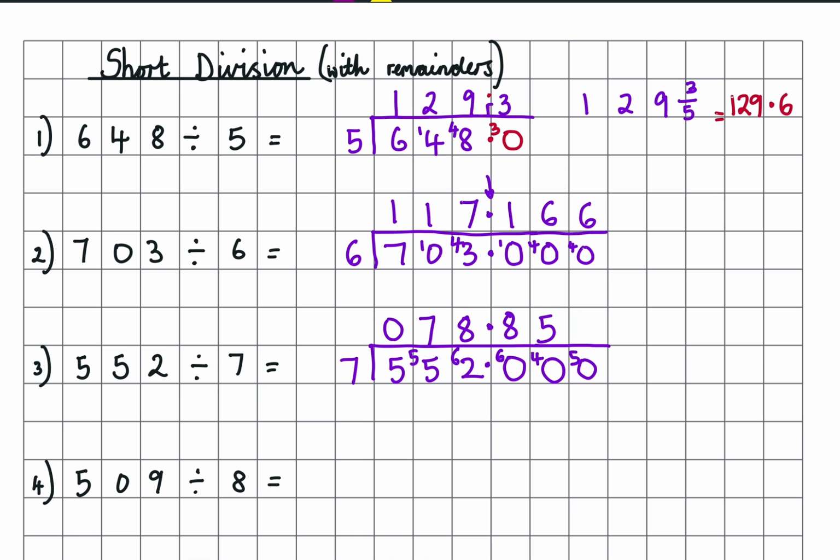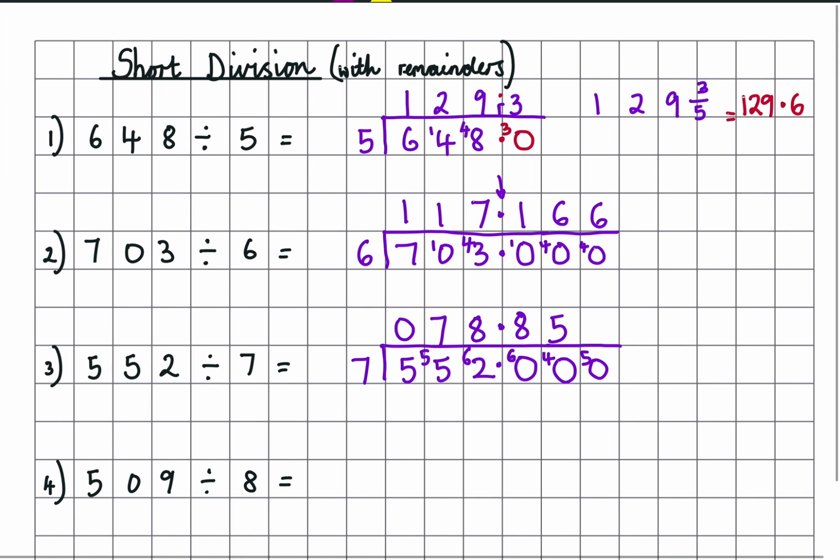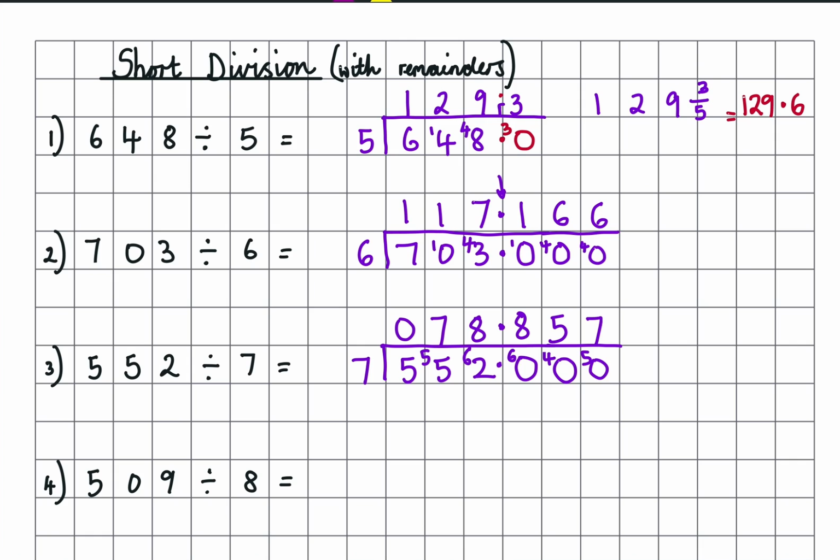And this could carry on. You could carry on doing this, but I'm going to stop at this one. So 7 into 50. 7 times 7 is 49. 7 goes there. And I'm going to end up with 1 left over. But again, I'm going to stop there and call it a day. 78.857. Sometimes you give the answer to 1 decimal place. Sometimes you give it to 2. Sometimes to 3 decimal places.